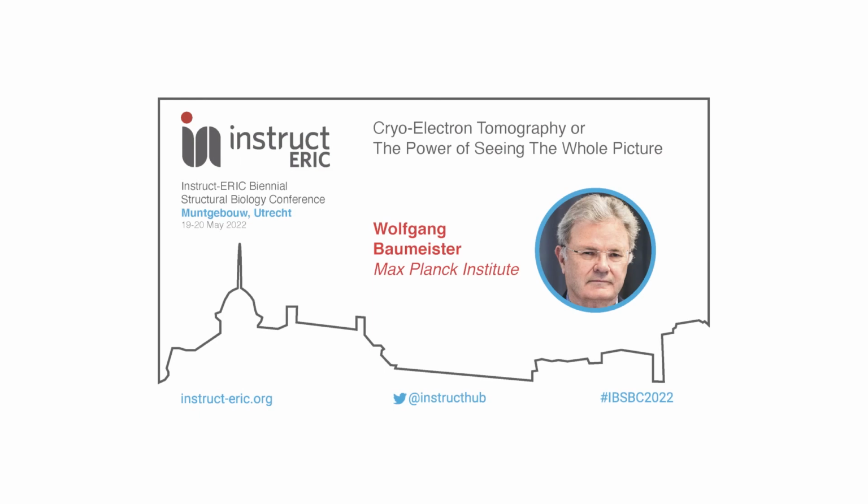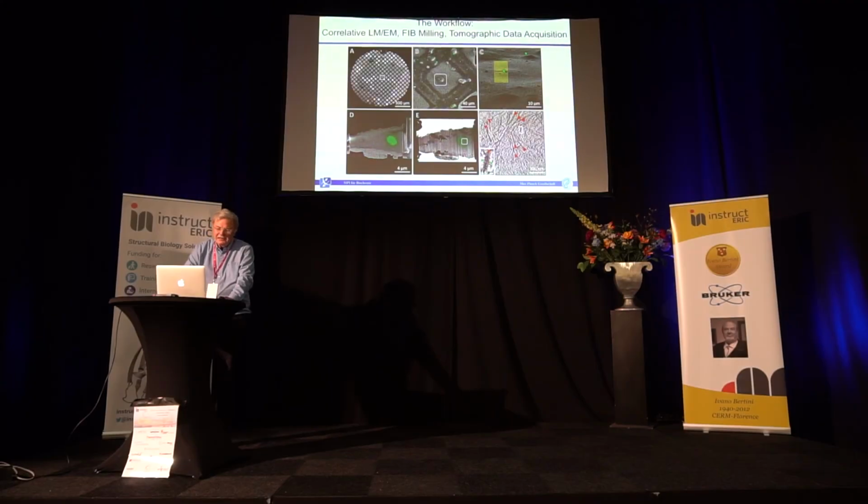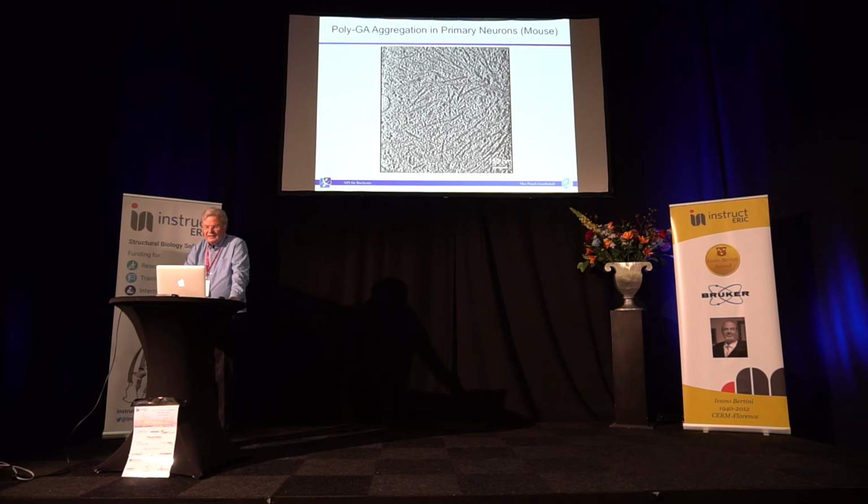You see basically the experiment. A is the grid with the neurons, and in B, we identify the neurons that include the toxic aggregate. In C, we can target it very precisely for focused ion beam milling. D is the lamella, and we can confirm that the lamella contains the aggregate material, and we take the tomogram.